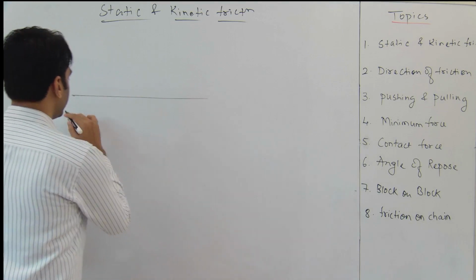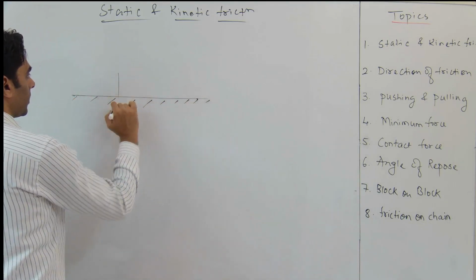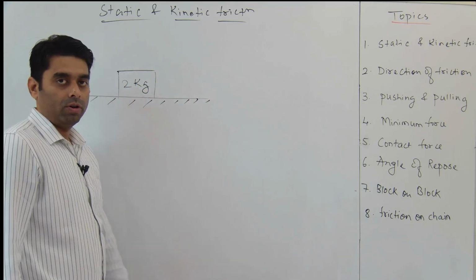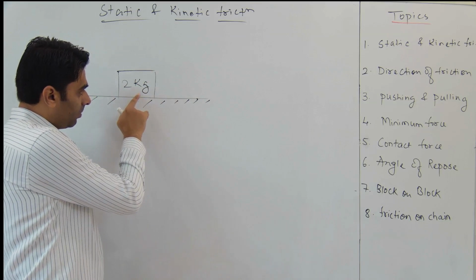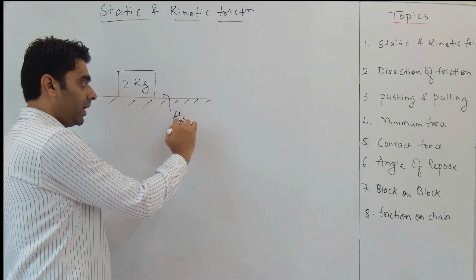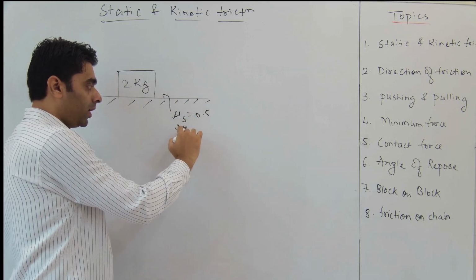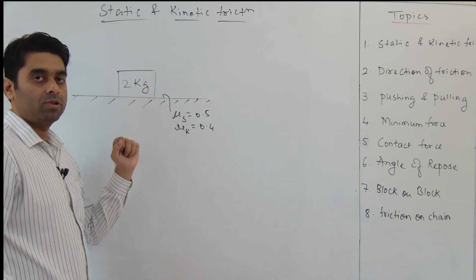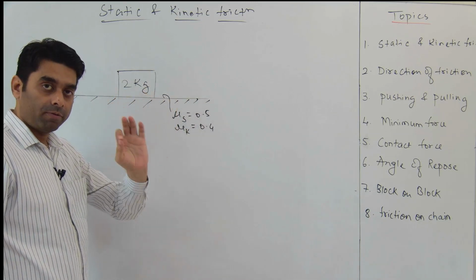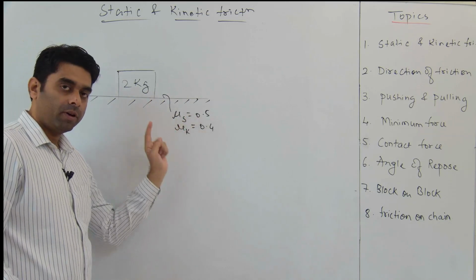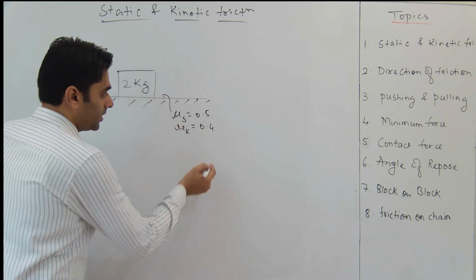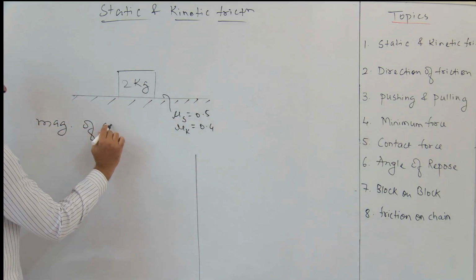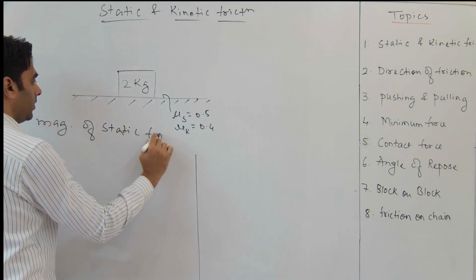Let's say we consider a situation: a block of mass 2 kg is kept on a horizontal surface. The friction coefficient between the block and the horizontal surface is mu s 0.5 and mu k 0.4. Now let us first understand the magnitude of static friction.